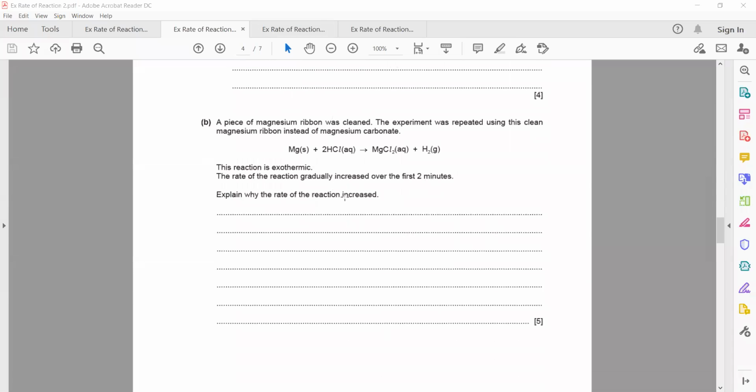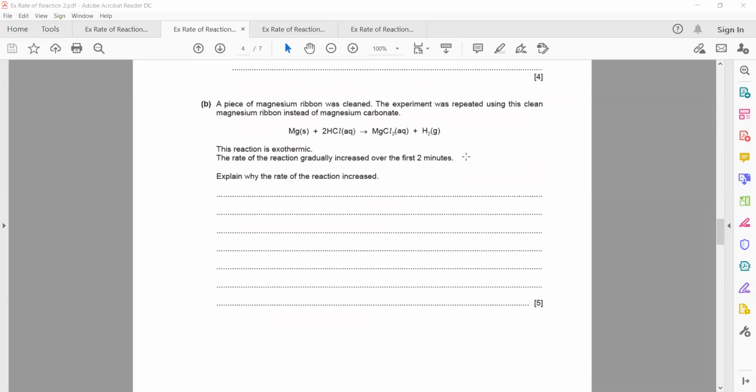In the next part, a piece of magnesium ribbon was cleaned. The experiment was repeated using this clean magnesium ribbon instead of magnesium carbonate. The reaction is exothermic. Exothermic reaction means it will give out heat energy. The rate of reaction gradually increases over the first 2 minutes. Means what happened?